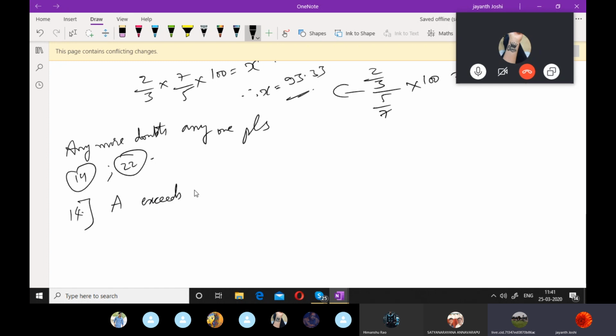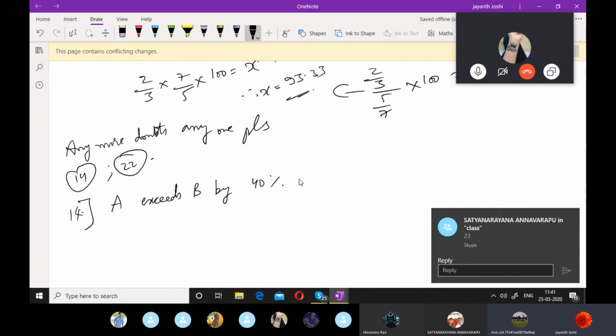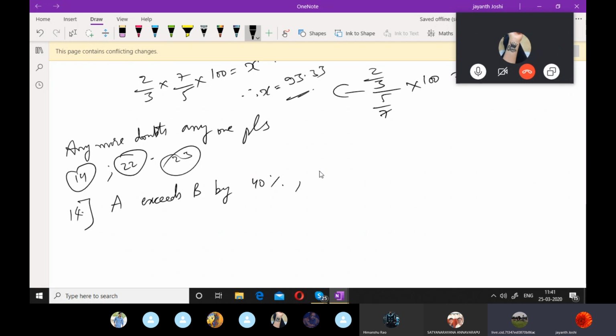A exceeds B by 40%. B is less than C by 20%. Then A is to C is.